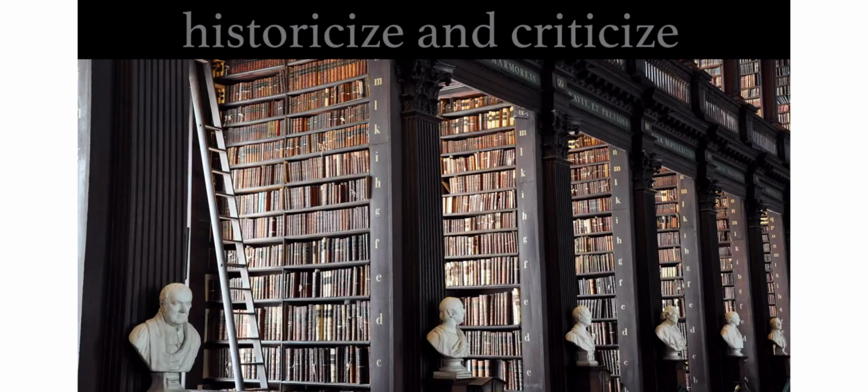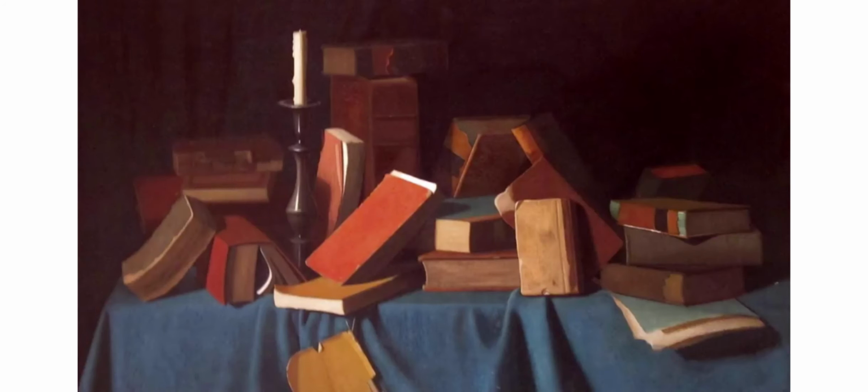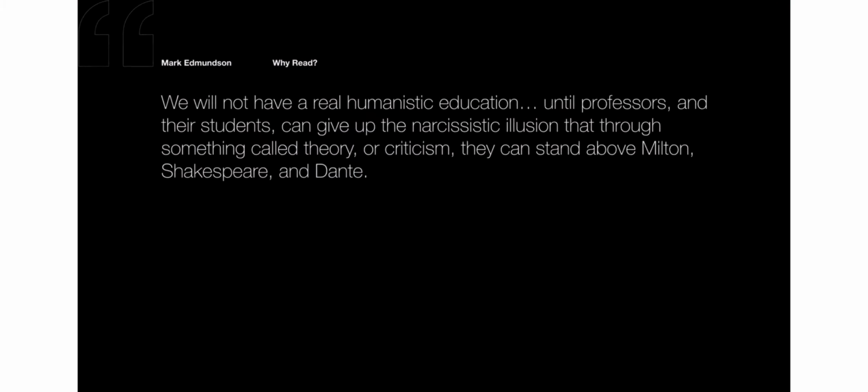They teach their students to historicize and criticize the great books, and explain them away as irrelevant relics of the past. The great books are interesting, many modern professors believe, only insofar as they serve as examples of the so-called backwards social and political climate of the times in which they were produced. We will not have a real humanistic education, wrote Edmondson, until professors and their students can give up the narcissistic illusion that through something called theory or criticism, they can stand above Milton, Shakespeare, and Dante.